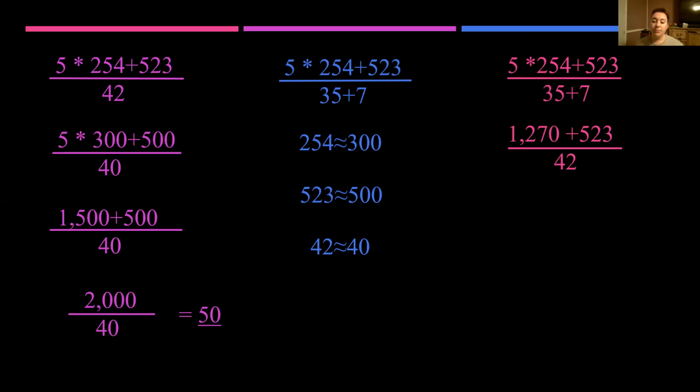Now you've got 5 times 254 plus 523 over 35 plus 7. So now you have 1,270 plus 523 over 42, and that is 1,793 over 42. And when you divide that, it gives you 42.69. So that's pretty close to 50.